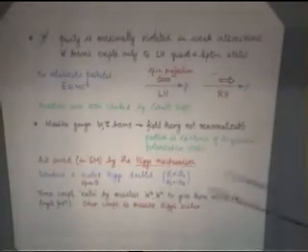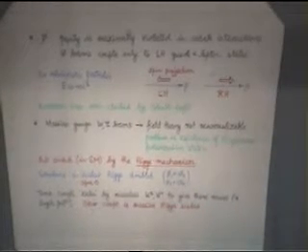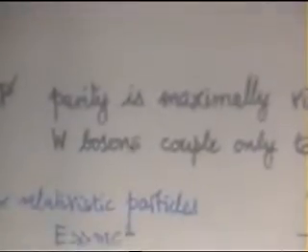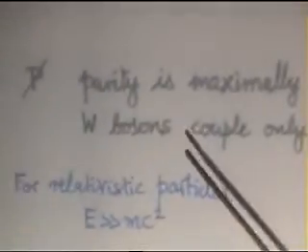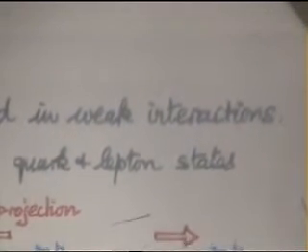The other very curious thing is parity. In other words, you look at somebody, they look symmetric left and right. You would think the world was symmetric under interchange of left and right. In weak interactions, parity is maximally violated. Couldn't be violated more strongly. It's because W bosons couple only to left-handed quark and lepton states. They don't couple to the right-handed, so it's totally one-sided.